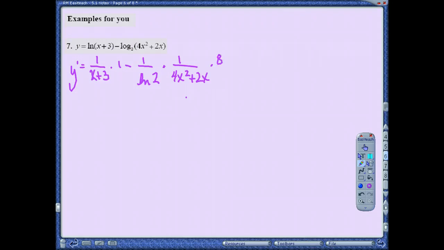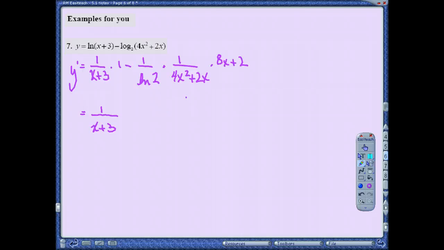In this case, that would be 8x plus 2. When I go to simplify this, you do want to simplify as much as possible. Notice when I did the 1 over x plus 3 times 1, I do that basically for myself so that I know I've done the derivative of my log correctly. But as a rule, when I simplify, I want to make sure it looks as nice and neat as possible.